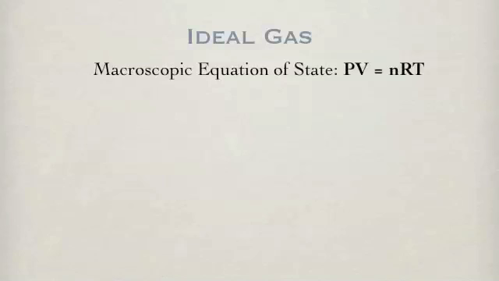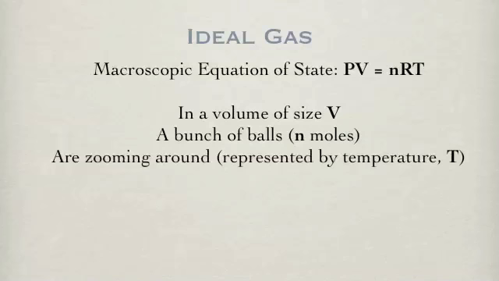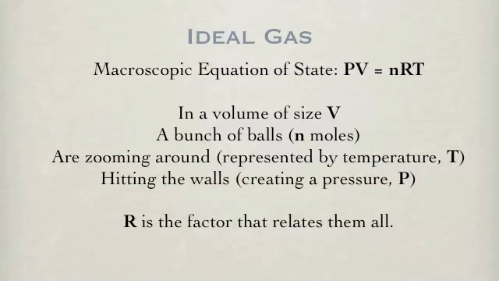The ideal gas law reflects the proportional dependencies between the macroscopic quantities of temperature, pressure, volume, and the number, or moles, of particles. The ideal gas law describes a system in a volume V of n moles of non-interacting molecular balls, like billiard balls, zooming around with a given average translational energy, represented as the temperature T, hitting the wall producing a pressure P. The gas constant, R, gives the proportional relationship.